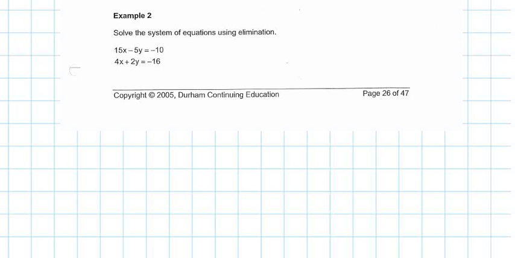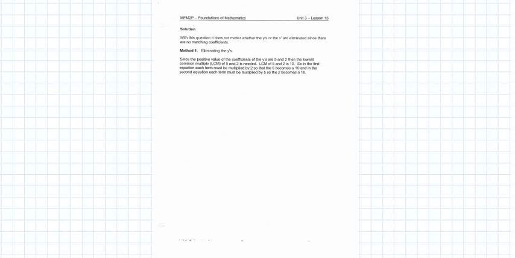Okay. Now, if I want to get rid of one of the letters, can I get rid of one of the letters right away? No, because there's none that have the same coefficient, right? The coefficient of x here is 15, and the one here is 4. The coefficient of y here is negative 5, and the one here is 2. So I can't get rid of it right away, okay? So I have to do a step before I can do either addition or subtraction, okay? So there's two ways that I can solve this.